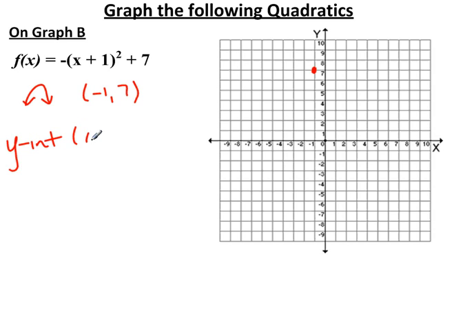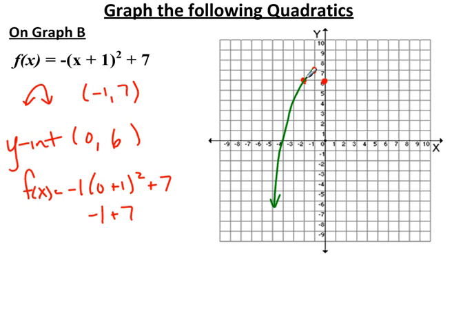I'm going to get that by substituting 0 in for x. So f of x is equal to negative 0 plus 1, quantity squared, plus 7. If it helps you to put a negative 1 here so you don't make a mistake, do that. 0 plus 1 is 1. 1 squared is 1. 1 times negative 1 is negative 1. So negative 1 plus 7 gives me a positive 6. So I get my y-intercept at 0, 6, which means its symmetric point is at negative 2, 6. And then I can just go ahead and do a light sketch of my parabola.